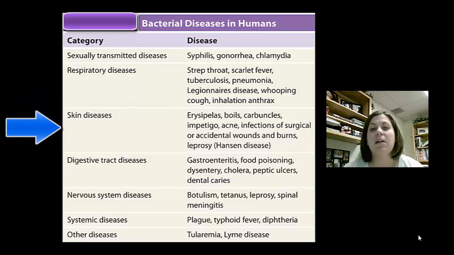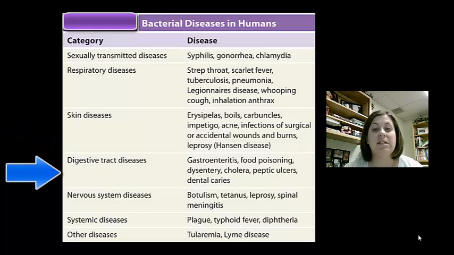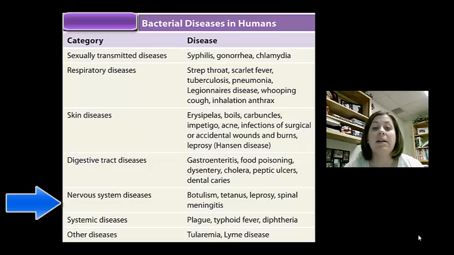Skin diseases can be like boils. Even acne is an example where bacteria gets in there. Leprosy as well is an example of a bacterial infection. You can see here we also have some digestive diseases like dysentery and cholera. Food poisoning is an example. Nervous system diseases are things like botulism, tetanus, again leprosy when it goes from the skin to the nerves, and spinal meningitis. Tetanus, you've heard about this before when you've had to get a tetanus shot. If you step on a rusty nail or something like that, tetanus will attack your nerves.